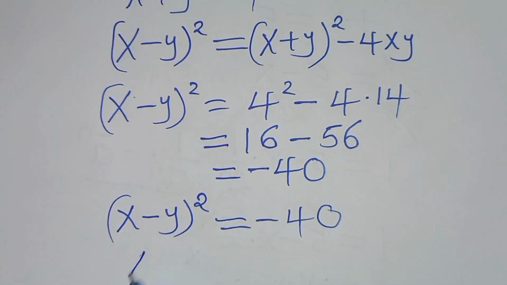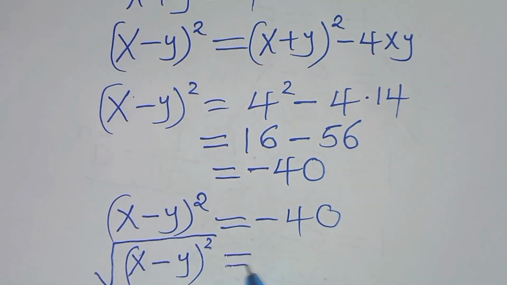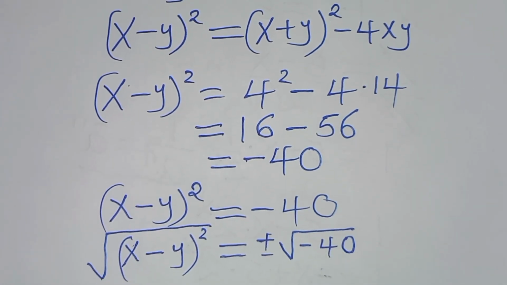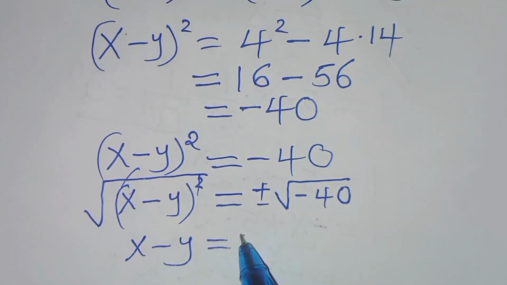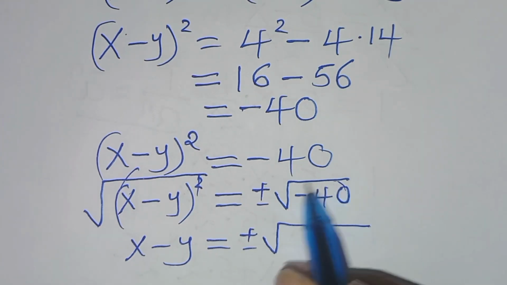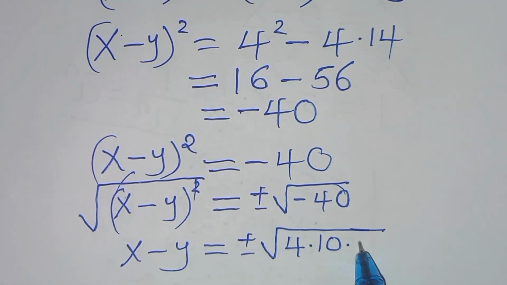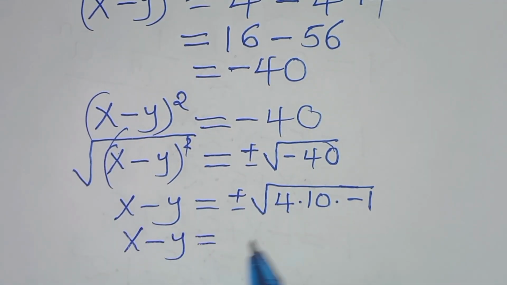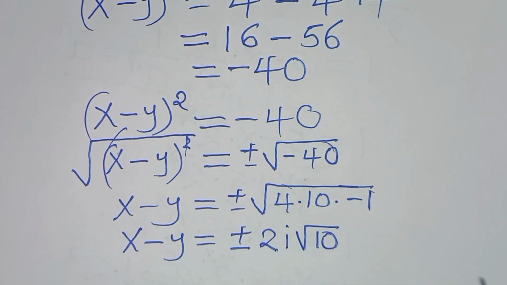To solve for x minus y here, we introduce a square root on both sides. So here we have plus or minus the square root of minus 40. So this implies that x minus y is equal to plus or minus, and we can express the square root of minus 40 as 4 times 10 times minus 1. So this implies that x minus y is equal to plus or minus the square root of 4, this is 2, square root of minus 1, this is i, then square root of 10.